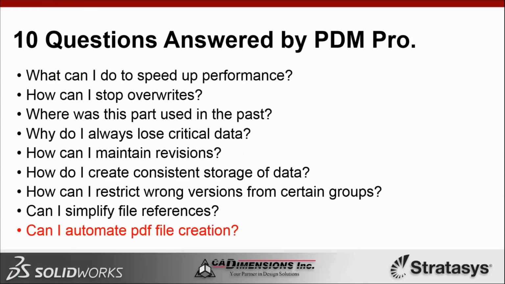Okay, so let's just recap real quick. Some 10 questions that can be answered by PDM Pro. We can speed up performance by bringing the files locally. We can stop overwrites by creating automatic versions. Each time you check in, the old version is archived and the new version is available. We have where used capabilities, so we can find out where a part was used in the past. If you're going to make a change on an ECN, you understand how it might affect other assemblies within your organization.